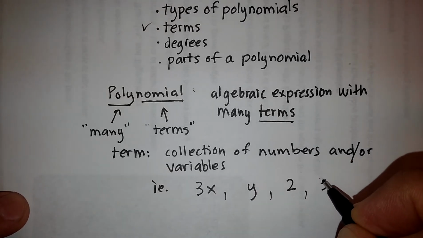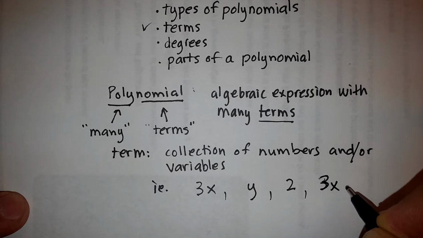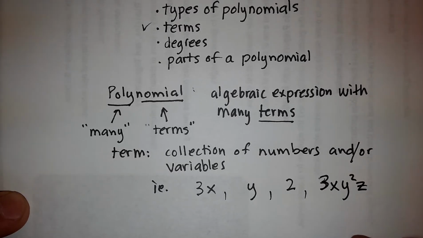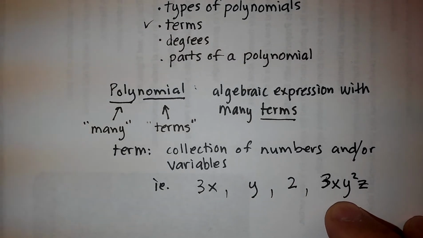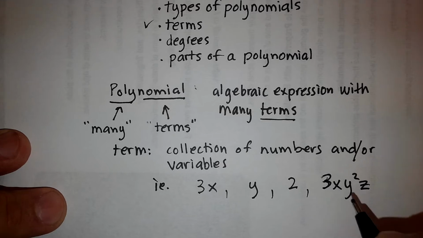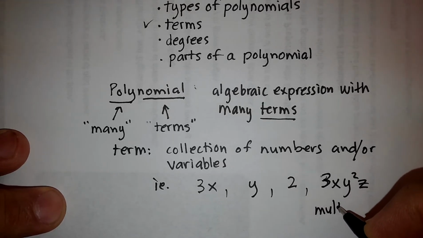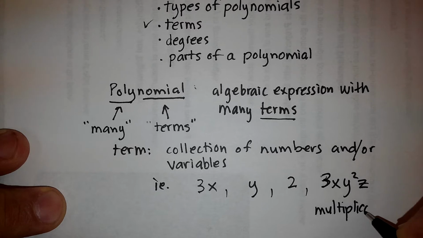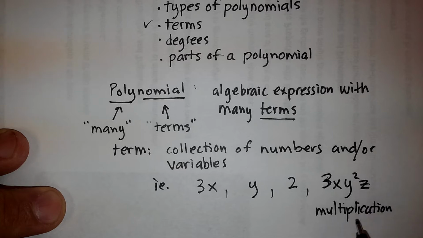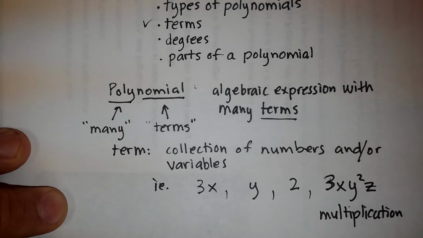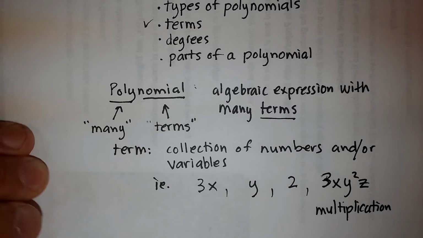You could have something like 3x y squared z. It's all one term. Now, why is it one term? A term is put together with multiplication, okay? In other words, what separates the different symbols, the 3, the x, the y, the z, is the multiplication operation, all right? Which kind of leads us to another part of what this definition is all about, all right?